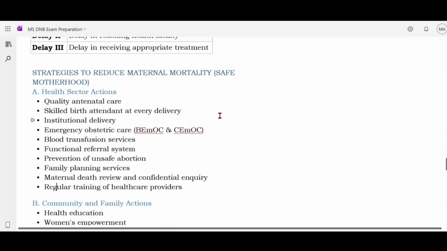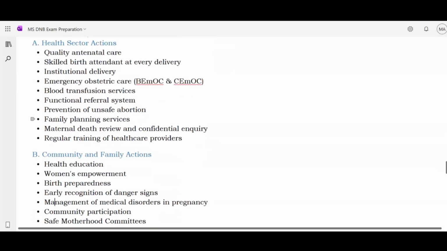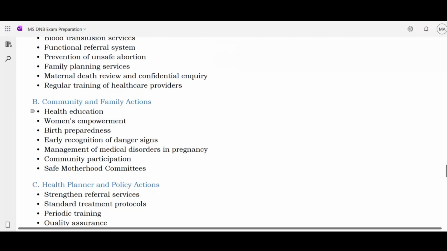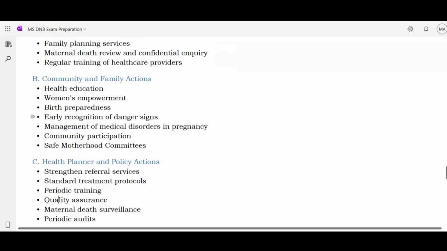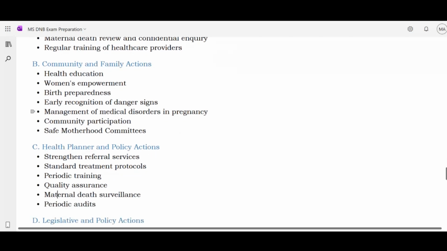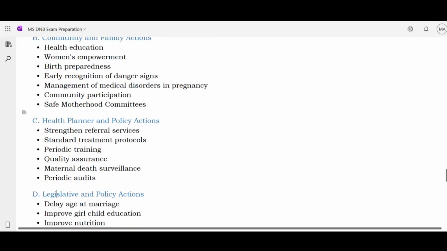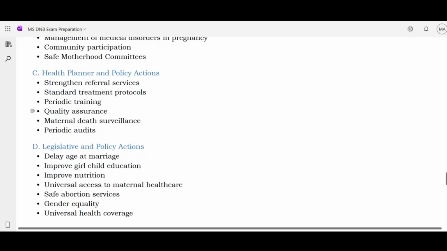Okay, at a broad level. Then at community level, what actions should be there? There should be health education, women's empowerment, birth preparedness, early recognition of danger signs, management of medical disorders, community participation, and a safe motherhood committee. Then health planner and policy actions: strengthening of the referral services, standard treatment protocol, periodic training, quality assurance, maternal death surveillance, and periodic audit should be there.